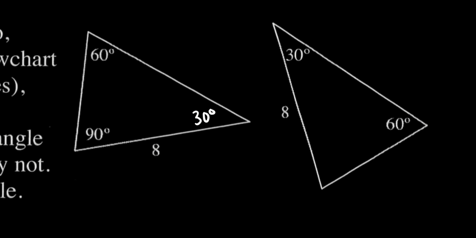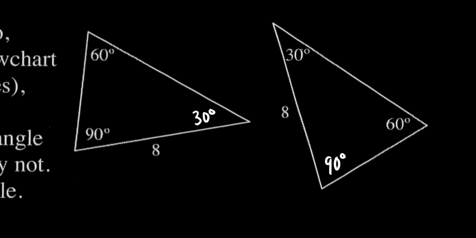And if I look at the other triangle and do the same thing, I can see I've got a 30, 60. This one has to be 90 degrees, because 90 plus 60 is 150, plus 30 is 180, or 90 plus 90 is 180.